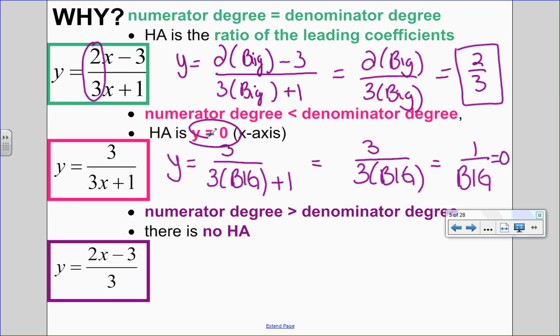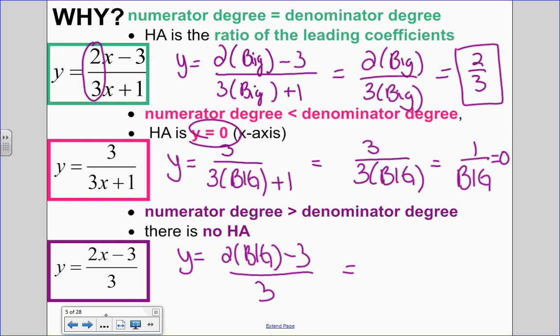Now this last case is new to 9.2. Let's look at that, where the degree of the numerator is bigger than the denominator. So something like this. So imagine again, ends of the graph, I have a really big x value, and I have something like that. So if I have 2 times a really big number and I subtract 3, it's not really going to affect the graph at all.